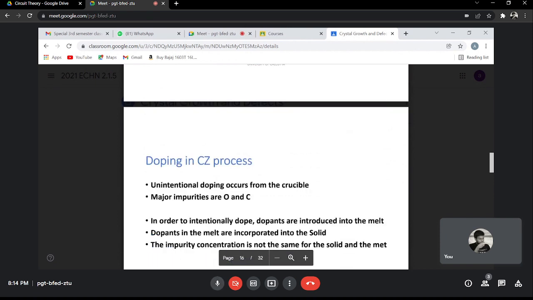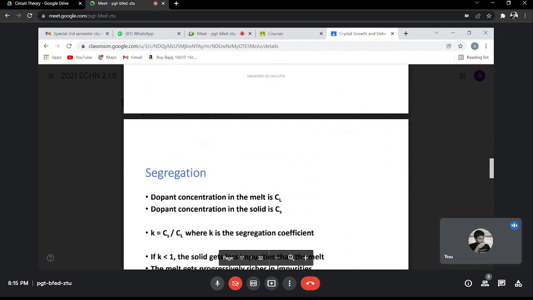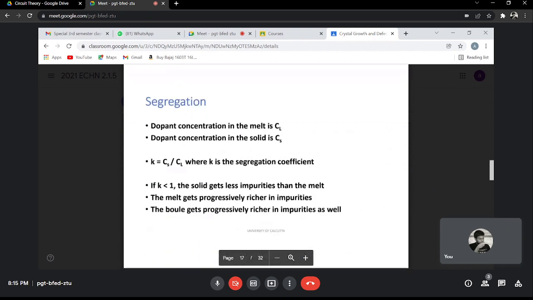Okay. Now, how do you dope? There's a whole process. I would like you to go through it. I cannot do it in a class very quickly, but let me try to explain something called segregation. Now, the question is, if I ask you what is a solution, what would you say? Definition of a solution, like a class 8 definition of solution. It is, for example, sugar is added to water. Where does the sugar go?